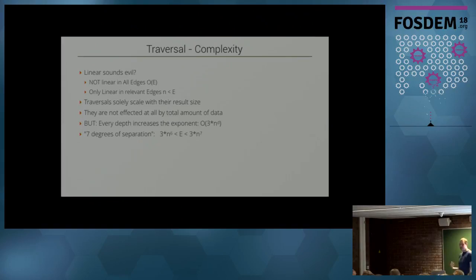There is a certain drawback that I will come to in a minute. And typically, the number of edges connected to one vertex is much smaller than the total amount of edges that you store. So the benefit of traversals is they only scale with their result size. If you increase everything you store in the database, but the result size stays constant for one search, you'll have the same performance.